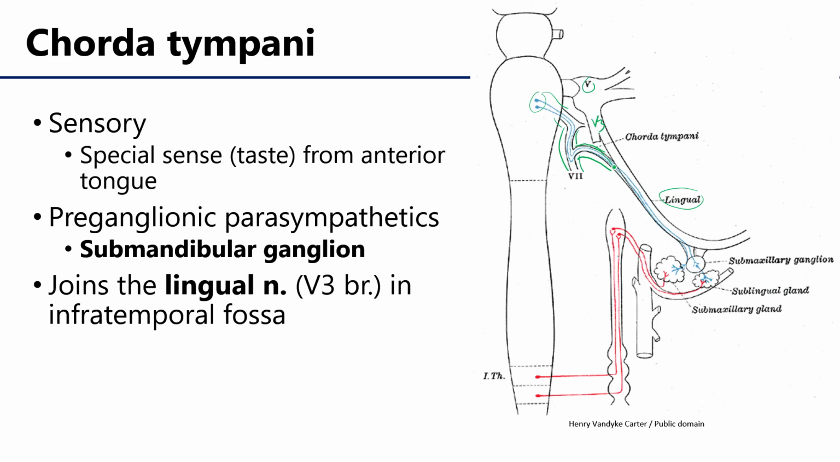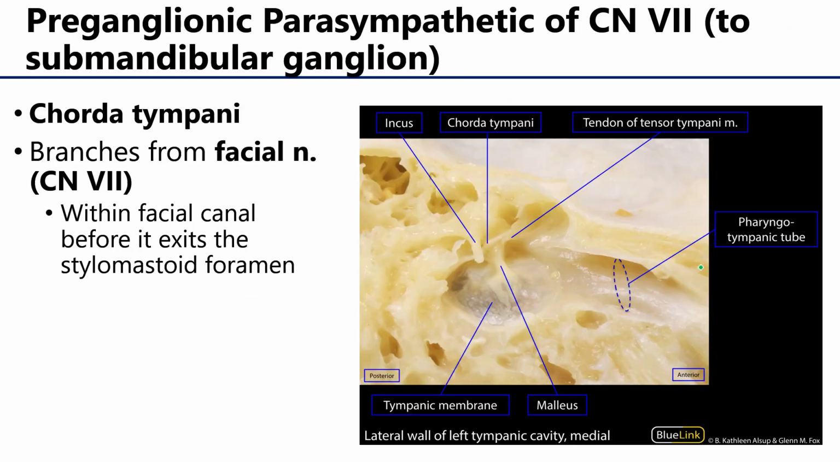Those preganglionic fibers hitchhike along this nerve. They jump off, go to the submandibular ganglion, and that submandibular ganglion is supplying postganglionic fibers to both the submandibular and sublingual glands, as we'll see.